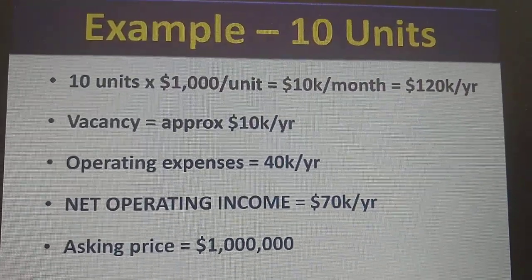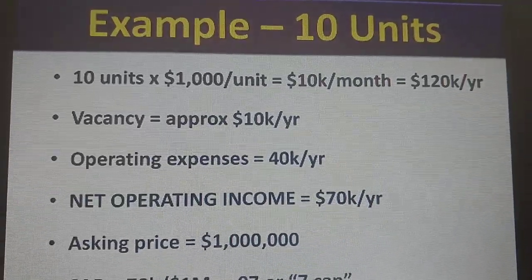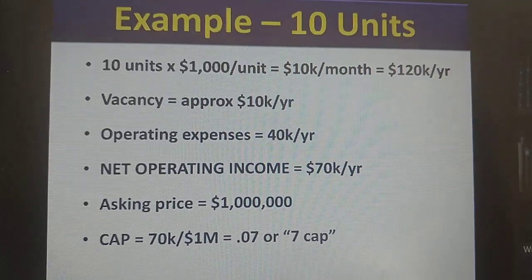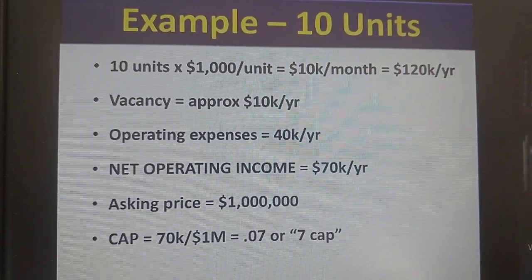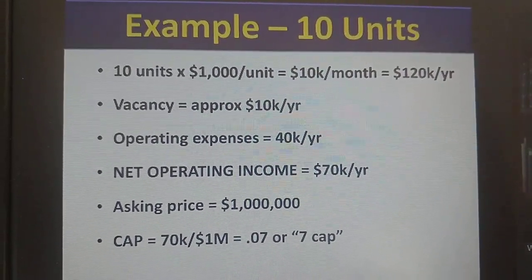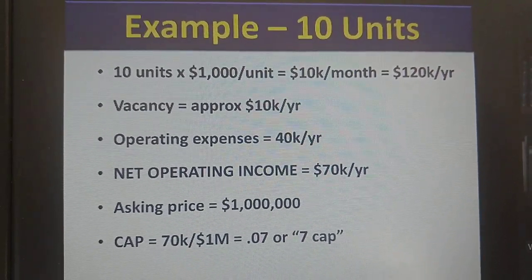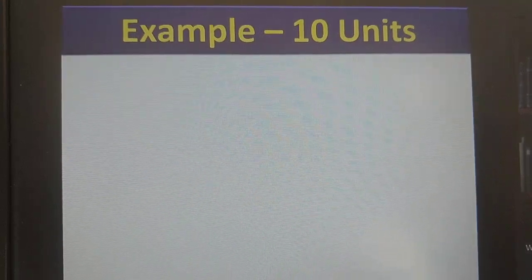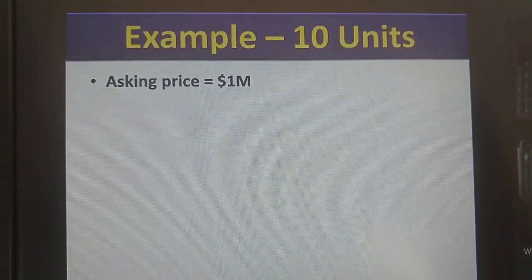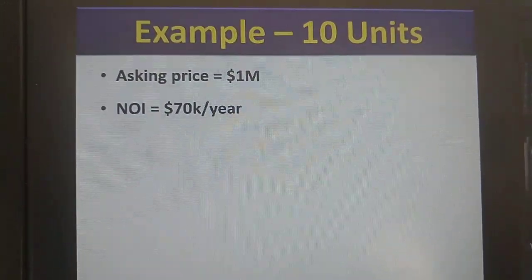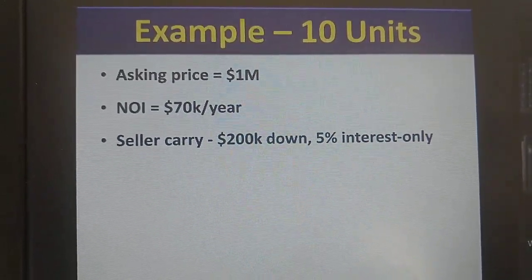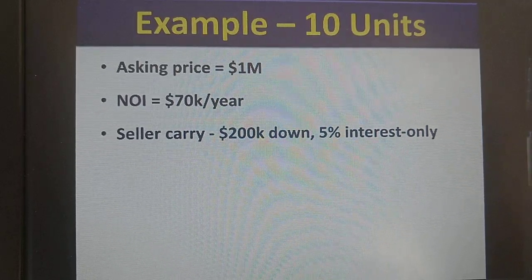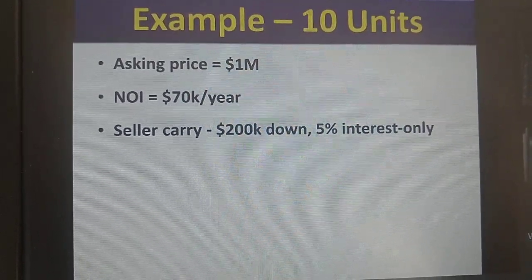So how do we calculate the cap rate? The cap rate is the net operating income of 70 divided by the asking price of $1 million, which equals 0.07, or what we call a 7 cap, or 7% capitalization rate. The asking price is $1 million. The NOI is $70,000 a year. The seller is willing to carry with 20% down, $200,000 down, and 5% interest-only payments.